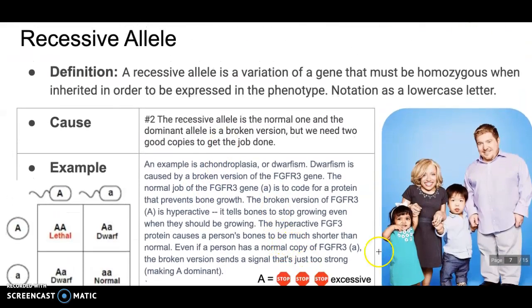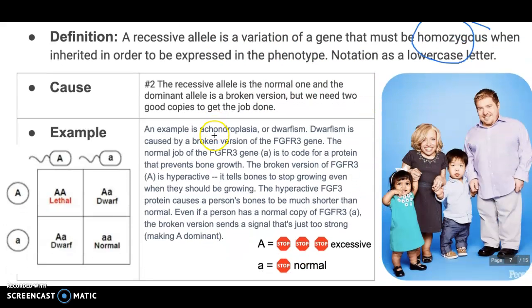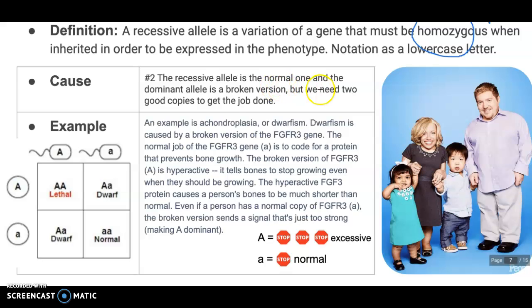Another example of a recessive allele is that it's a variation of a gene that must be homozygous when inherited in order to be expressed. So the recessive allele is the normal one and the dominant allele is a broken version. And again, I like to call this more common, because what is normal, right? But if I could put this here, I'd also call this wild type, okay? So what we see in the majority of the population. But we need two copies to get the job done.